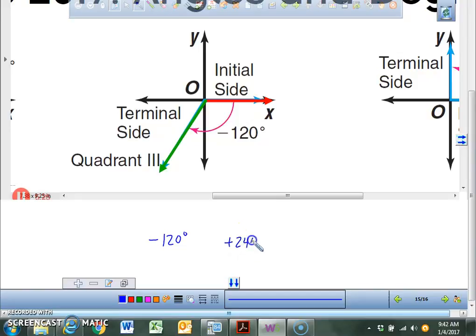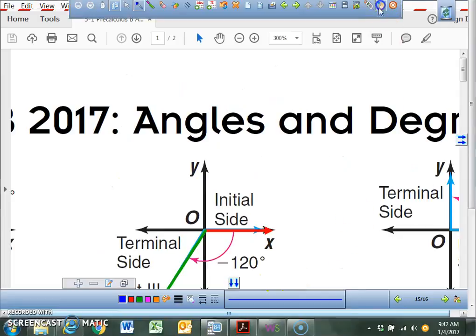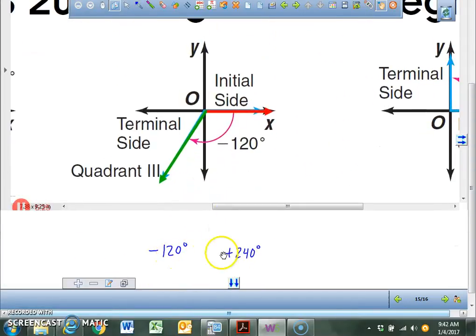Positive 240. Which is kind of like the reverse of what? The reverse of this one. This one was positive 120 and negative 240. This one is the opposite, right? Negative 120 and positive 240. So those would be the coterminal angles.